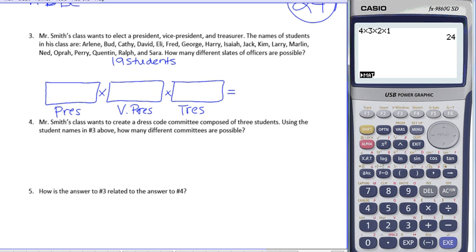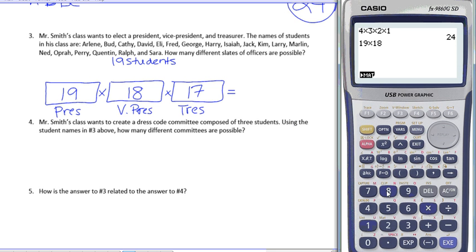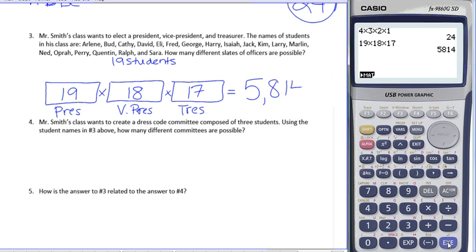In the examples above, I used everybody. In this one, out of the 19 students, not all of them are going to get chosen. But regardless, I have 19 ways I can choose my president. Once I've chosen the president, then I only have 18 people left that I could choose for vice president. Once I've chosen my vice president, I only have 17 people left that I could choose for treasurer. So I have 19 times 18 times 17 is 5,814 ways that I can elect 3 different officers in my class of 19 students.